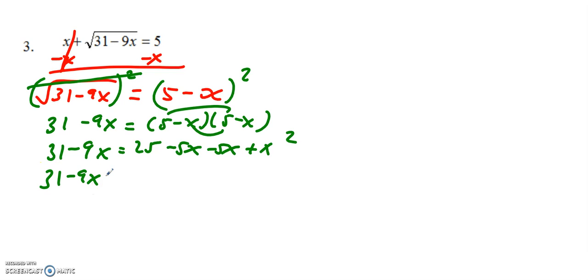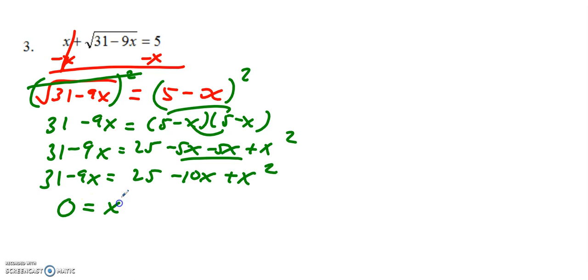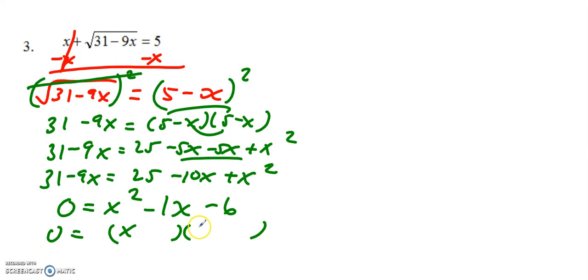31 minus 9x equals 25 minus 10x plus x squared. Looks like it's going to be a factoring problem. We would end up with x squared on this side, add 9x and get minus 1x, subtract 31 and get minus 6. Two numbers that multiply to be negative 6 and combine to be negative 1 are negative 3 and positive 2. So my two possible answers are 3 and negative 2.